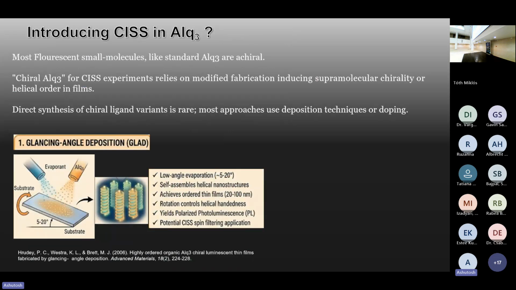Now, introducing CISS in ALQ3. I would not like to go deep into it because there are some manufacturing things that we can do with ALQ3 to make it more chiral.